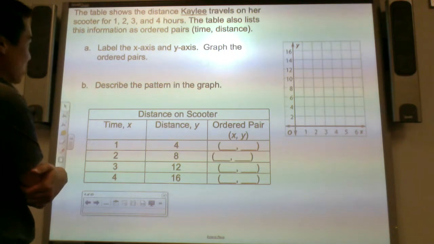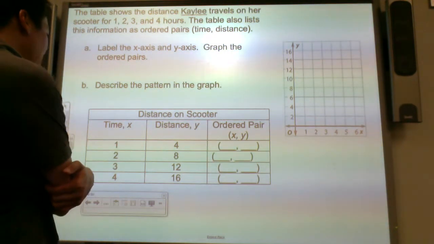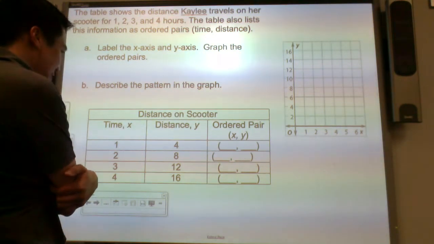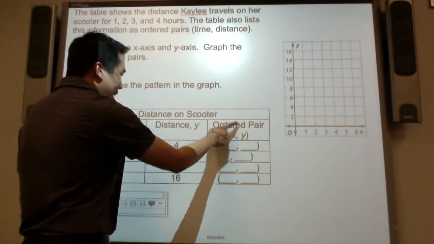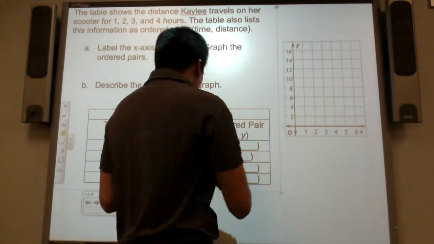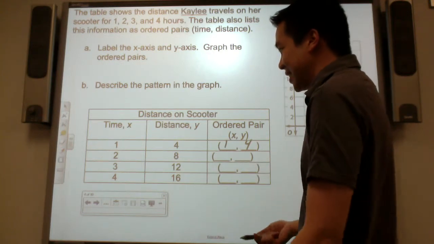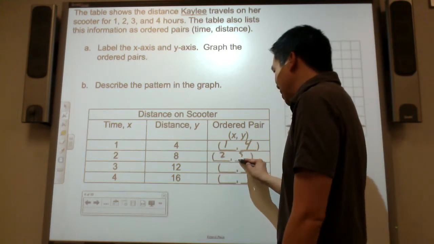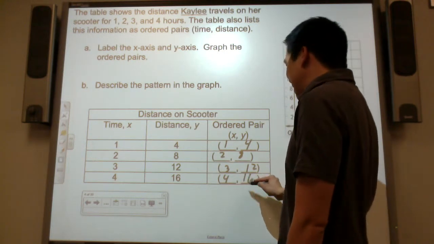So label the x-axis and y-axis, graph the order pair, describe the pattern in this graph. So looking at this table, a distance for scooter, time and distance. So x is time, the y will be distance. So in 1 hour, she goes like 4 miles or 4 kilometers, a distance of 4. In 2 hours, she goes a distance of 8. In 3 hours, she goes a distance of 12. In 4 hours, she goes a distance of 16.